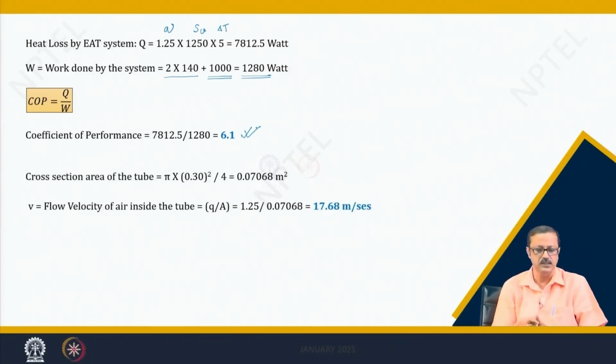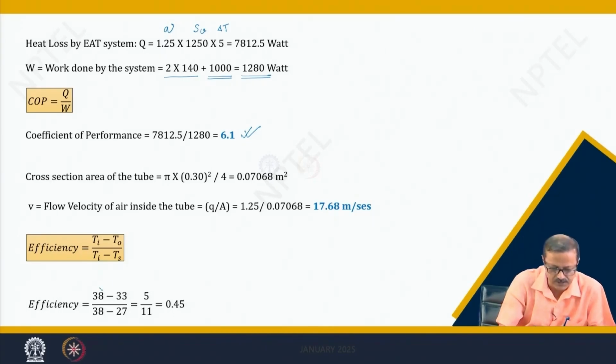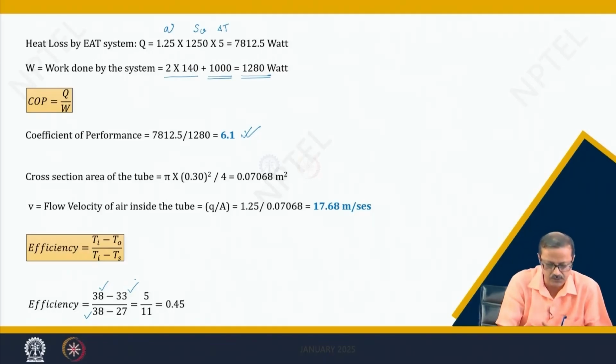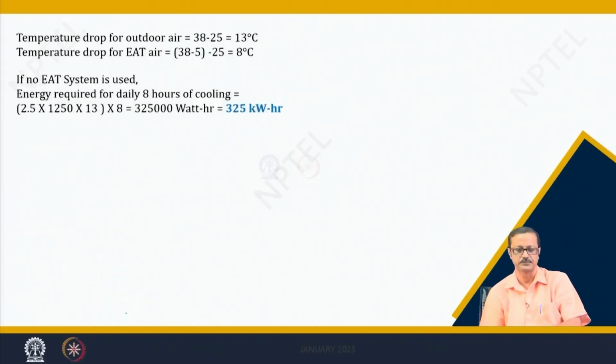Similarly, I have found out the cross sectional area. I know the Q, I know the area, so I can find out the velocity of the air, and I can also find out the efficiency of the system because I know everything. I know the outdoor temperature, the inlet temperature is 38 and the outlet temperature has a 5 degree drop. So, 33 degree, and 27 is the soil temperature. So, the efficiency of the system is 0.45.